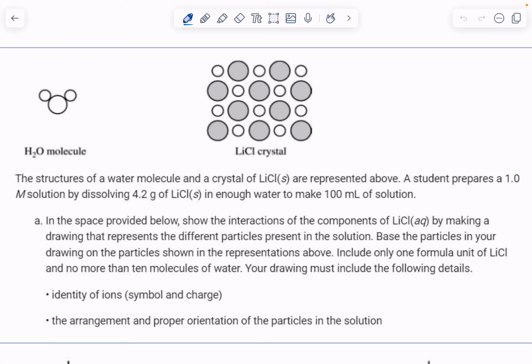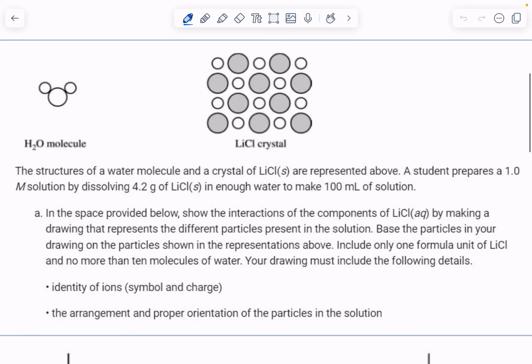A student prepares a 1 molar solution by dissolving 4.2 grams of LiCl in enough water to make a 100 milliliter solution. In the space provided, show the interactions of the components of LiCl aqueous by making a drawing that represents the different particles present in the solution. Base the particles in your drawing on the particles shown in the representation above, including only one formula unit of LiCl and no more than 10 water molecules. Your drawing must include the following details: the identity of the ions, symbol, and charge, the arrangement and proper orientation of the particles in the solution.